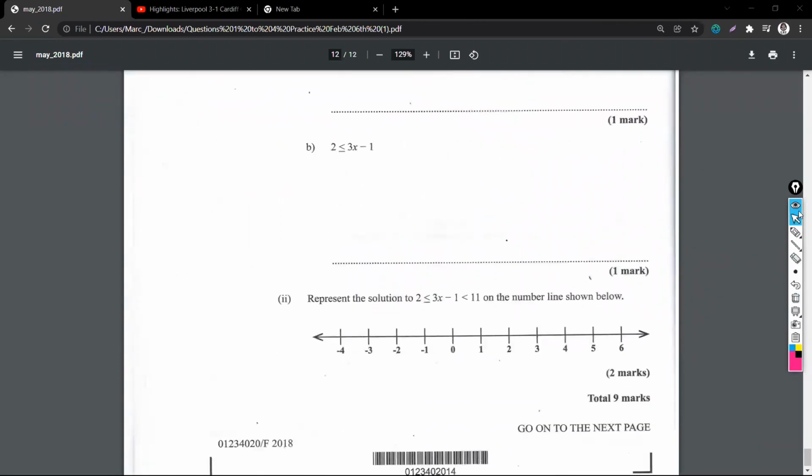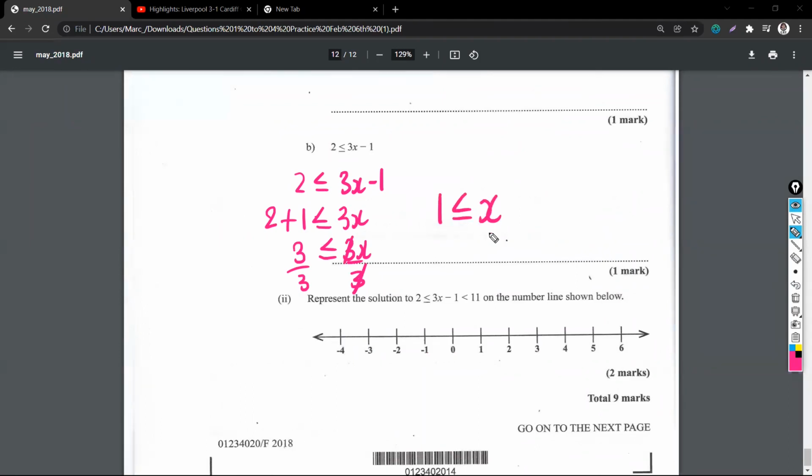Let's look at this one. This one is even easier. 2 is less than or equal to 3x minus 1. Remember, guys, treat it like an equal sign. So you guys said 2 plus 1 is less than or equal to 3x. So 3 is less than or equal to 3x. Divide both sides by 3 to get rid of the 3, and you're going to end up saying 1 is less than or equal to x, which is the same thing as x is greater than or equal to 1, right?